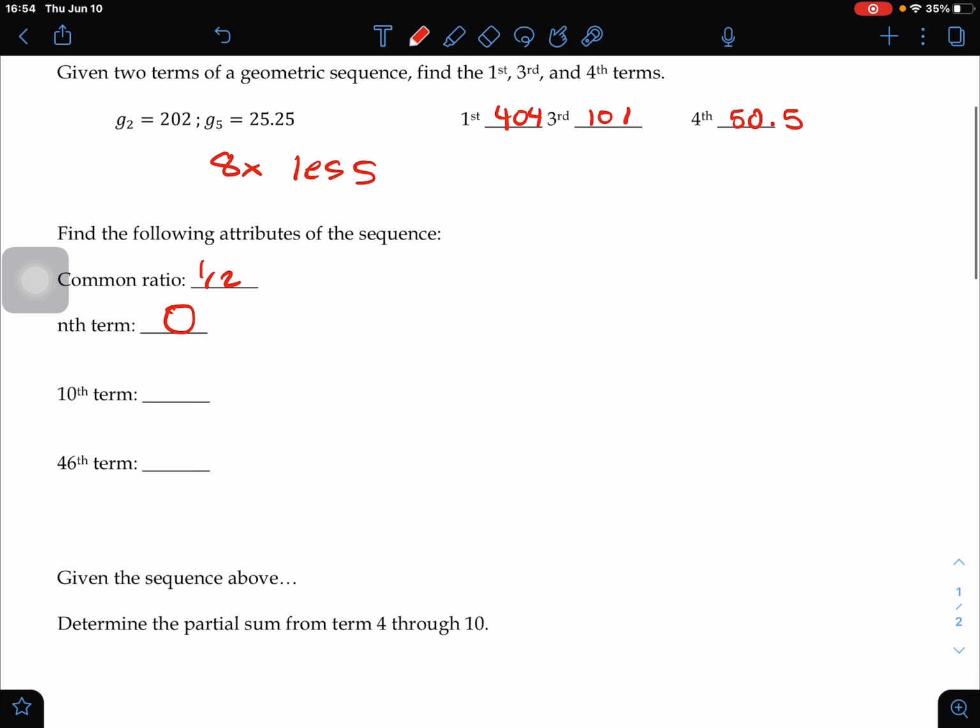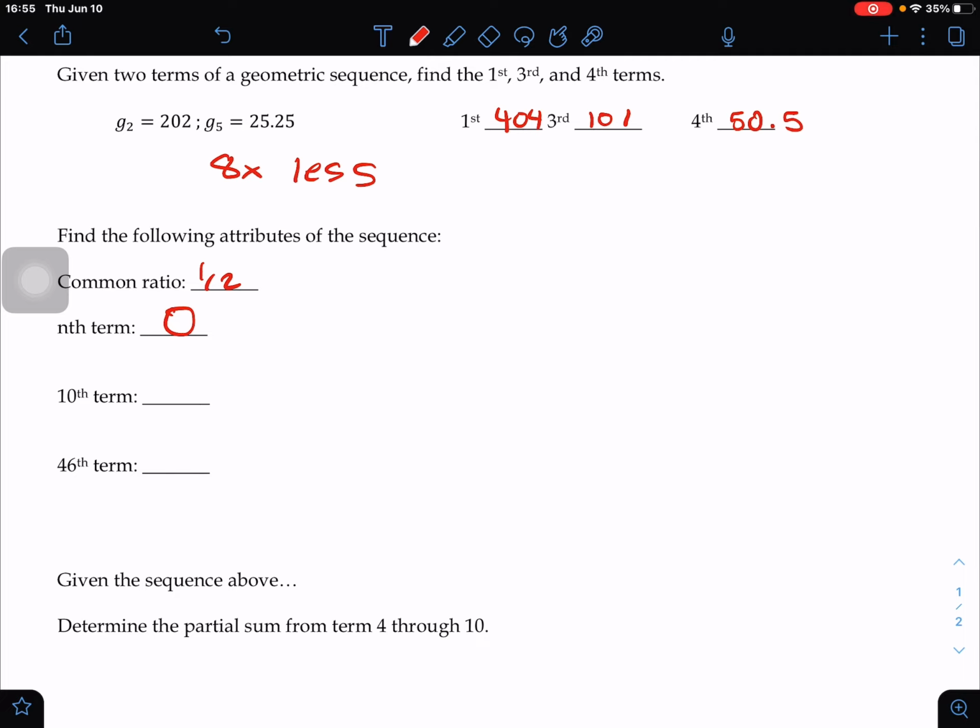Our 10th term would just end up being our first term, which is 404, times 1/2 to the 9th power, because since it's the 10th term that we're talking about, and since we already have the first term right here, we would have to do it to the 9th power. So I'm just going to calculate it using my calculator. 1/2 to the 9th power is 1 over 512. And 404 times 1 over 512 is equal to 101 over 128, or roughly 0.789.